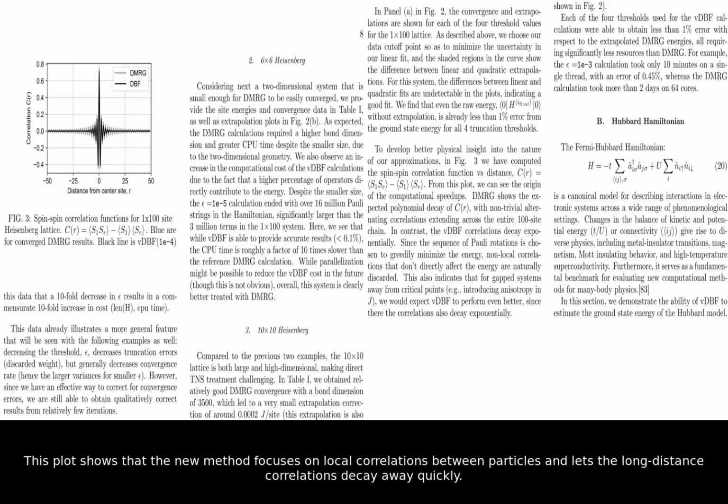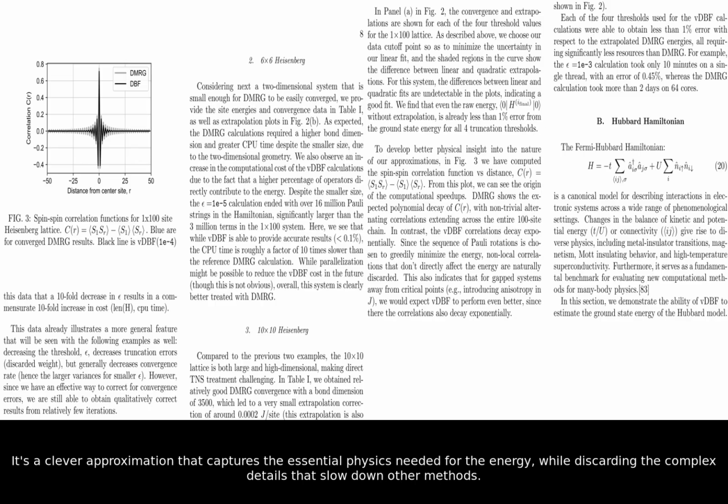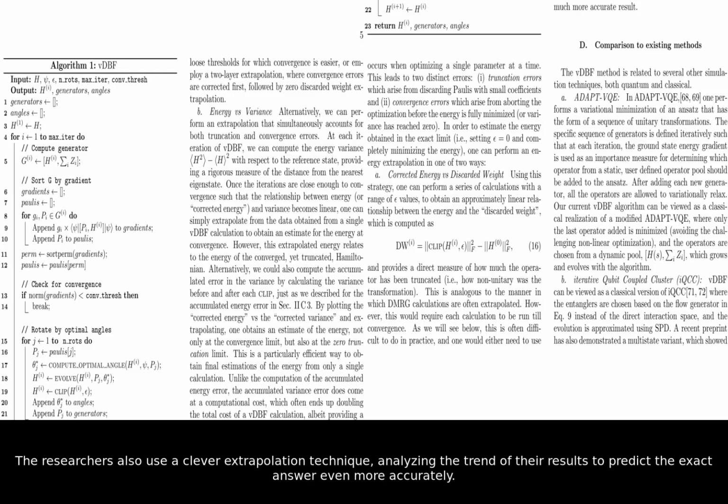So why is it so much faster? This plot shows that the new method focuses on local correlations between particles and lets the long-distance correlations decay away quickly. It's a clever approximation that captures the essential physics needed for the energy, while discarding the complex details that slow down other methods. The researchers also use a clever extrapolation technique, analyzing the trend of their results to predict the exact answer even more accurately.